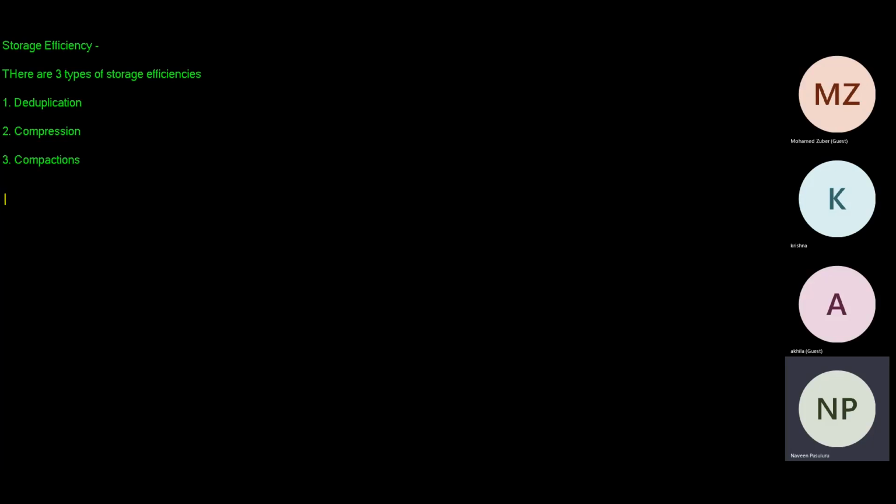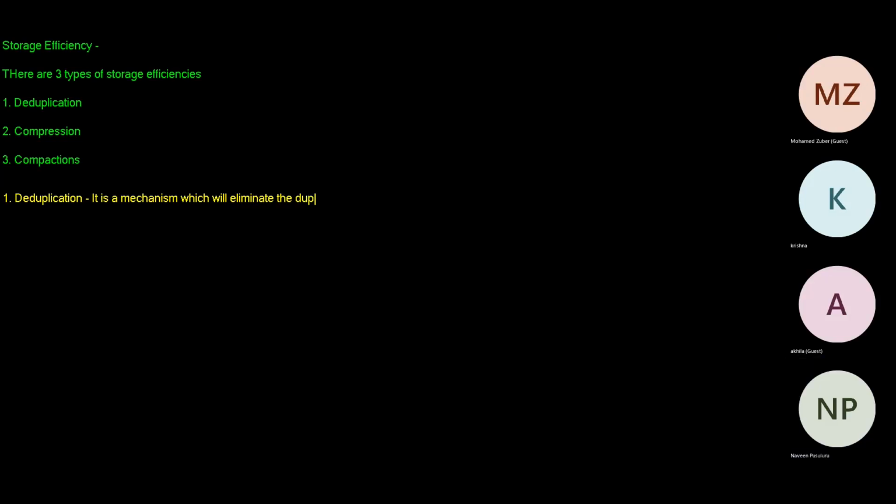Okay, first one is deduplication. So deduplication is a method, a mechanism which will eliminate the duplicate blocks and save the space. Okay, this is what we call deduplication.